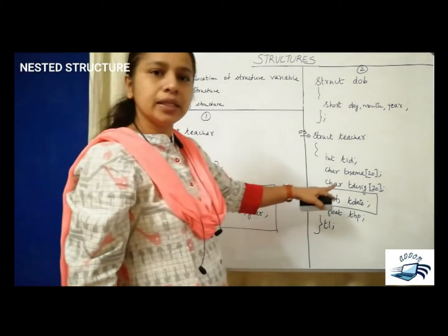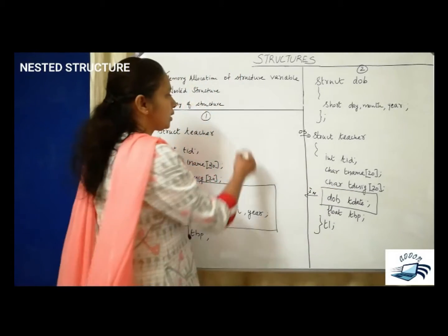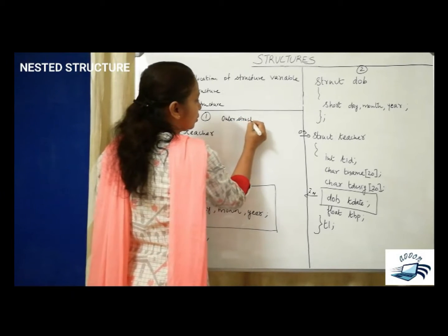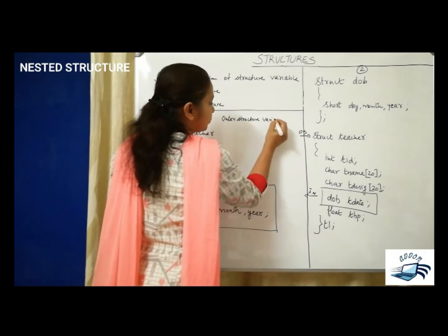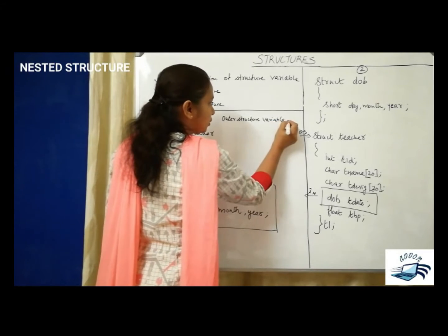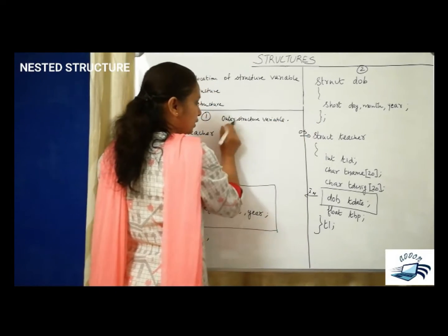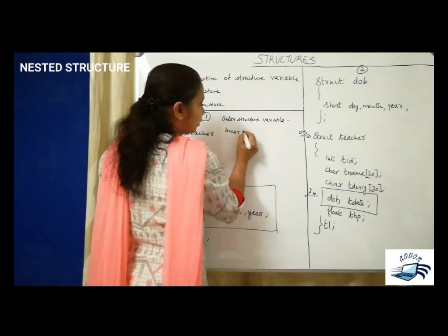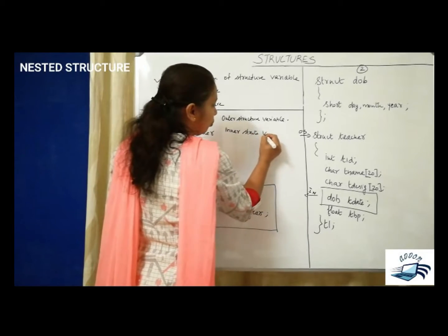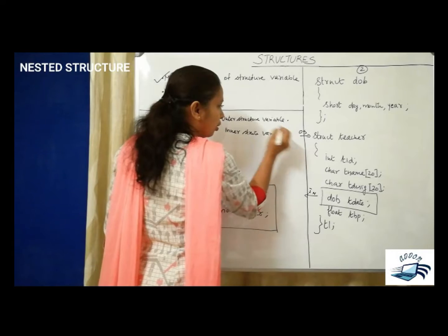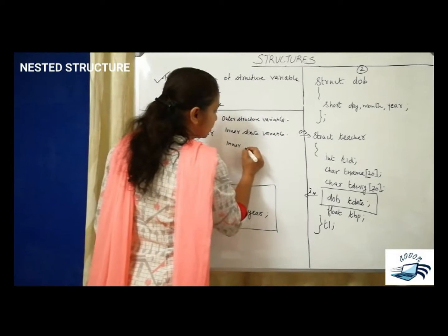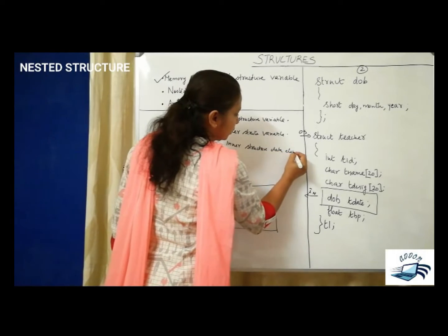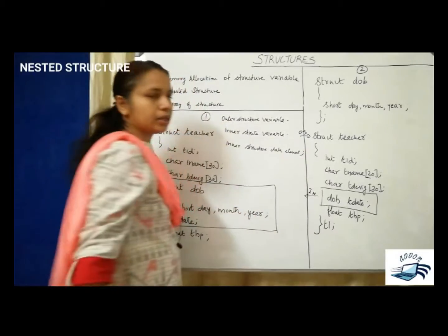So to access the data of DOB, the syntax is: outer structure variable dot inner structure variable dot inner structure data element. Here I have no space, so I am writing it in the next line. The last semicolon is given.